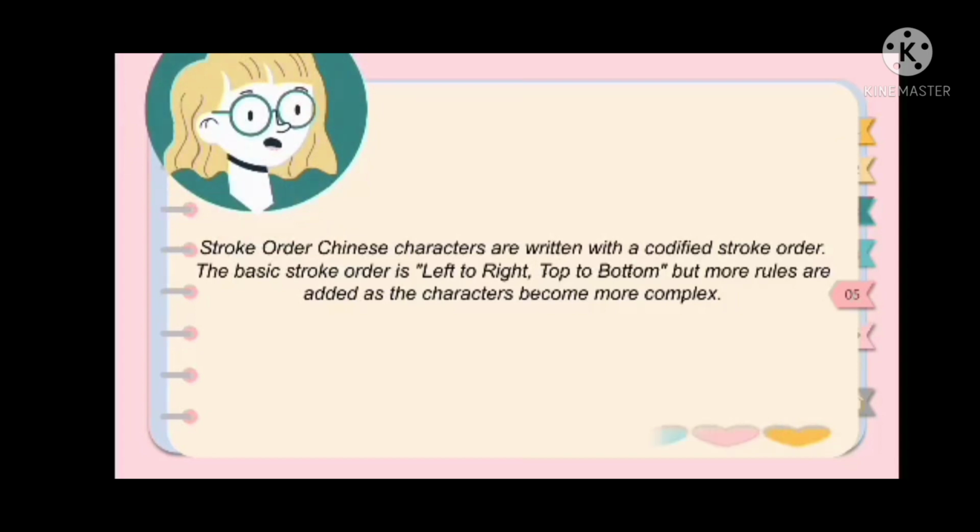Stroke order. Chinese characters are written with a codified stroke order. The basic stroke order is left to right, top to bottom, but more rules are added as the characters become more complex.